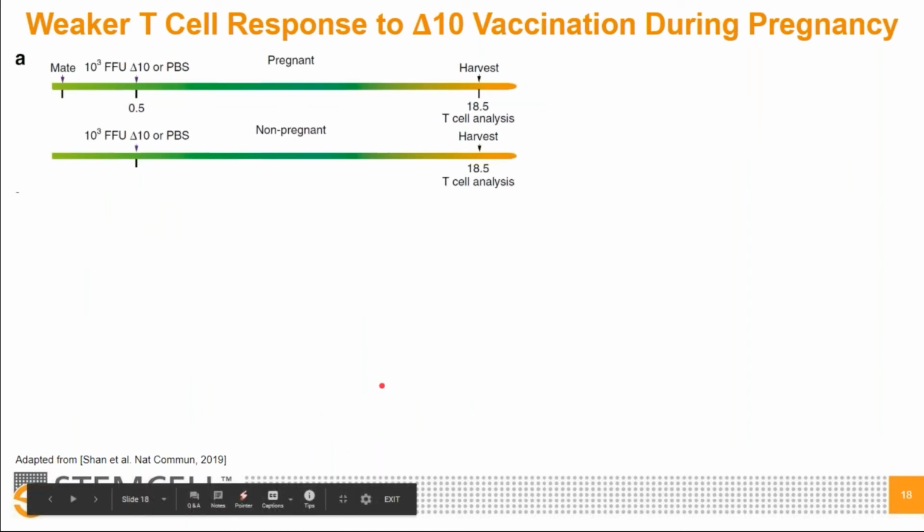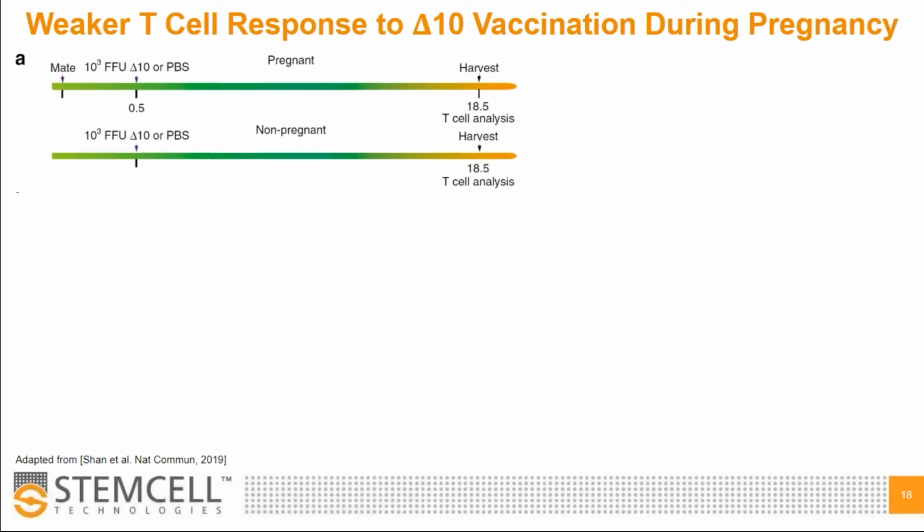They next looked specifically at the T-cell response to Delta 10 vaccination. And for this experiment, they compared a pregnant group to a non-pregnant group, which they treated in a similar way. Again, they immunized the mice with Delta 10, and then at E18.5, in the case of the pregnant mice, they harvested the spleens and did their T-cell analysis, and the non-pregnant group was vaccinated and analyzed in a similar manner.